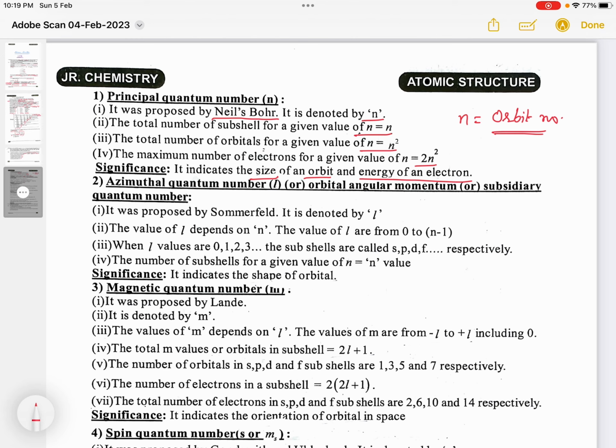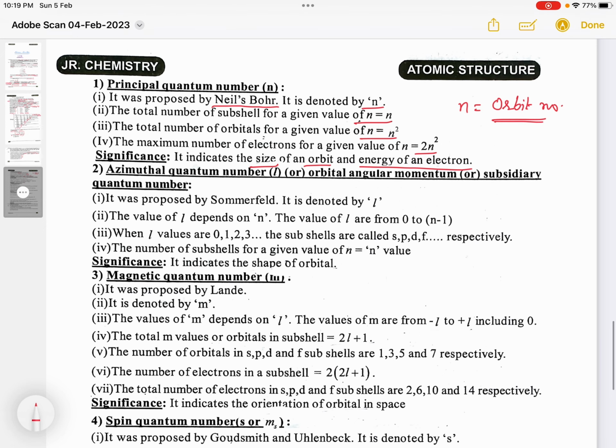Second one, azimuthal quantum number, which is also called orbital angular momentum or subsidiary quantum number. This quantum number was proposed by Sommerfeld and it is denoted by L. Values of L depend on n. That means azimuthal quantum number depends on principal quantum number. The values of L are from 0 to n minus 1. That means you can write 0, 1, 2, 3, and so on up to n minus 1. So these are the azimuthal quantum number values.